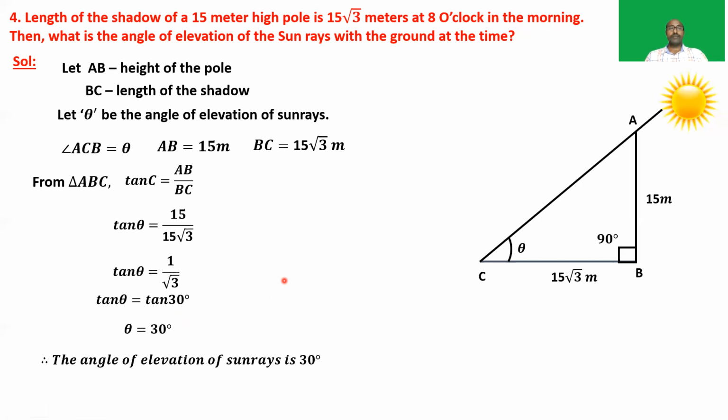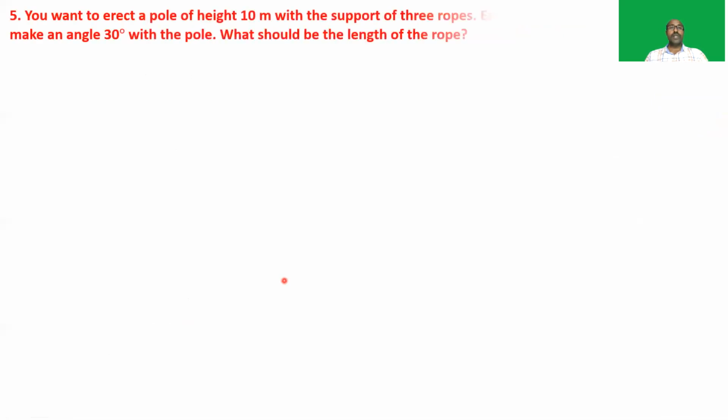So let's start a new problem. Fifth one. You want to erect a pole of height 10 meters with the support of 3 ropes. Each rope has to make an angle of 30 degrees with the pole. What should be the length of the rope? Okay. You want to erect a pole of height 10 meters with the support of 3 ropes. Each rope has to make an angle of 30 degrees with the pole. Then what should be the length of the rope?